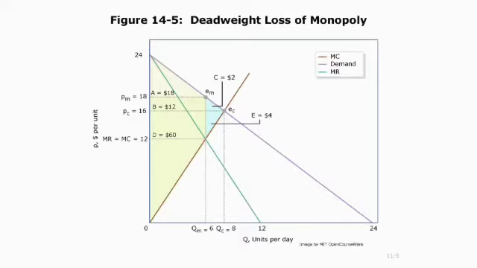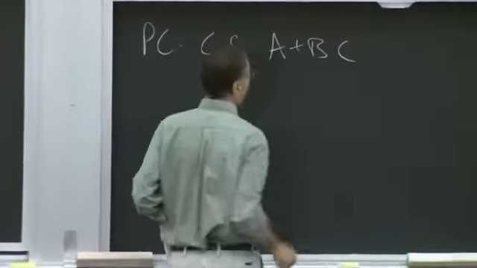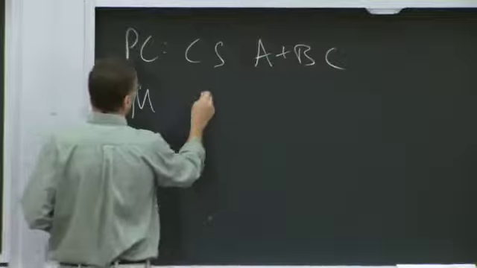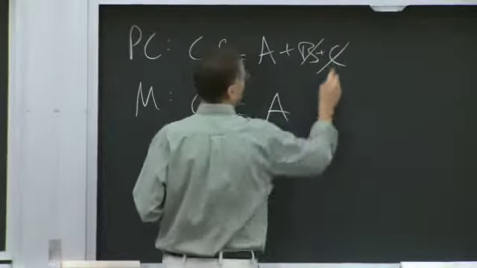So what are the welfare effects of monopoly? We know that the competitive firm maximizes welfare. We learned that last time. We know the best you can do is to sell 8 units at a price of 16. What happens when you sell 6 units at a price of 18? Consumer surplus falls. With perfect competition, consumer surplus is A plus B plus C. With a monopoly, consumer surplus falls to the area A. So you lose B plus C with monopoly.